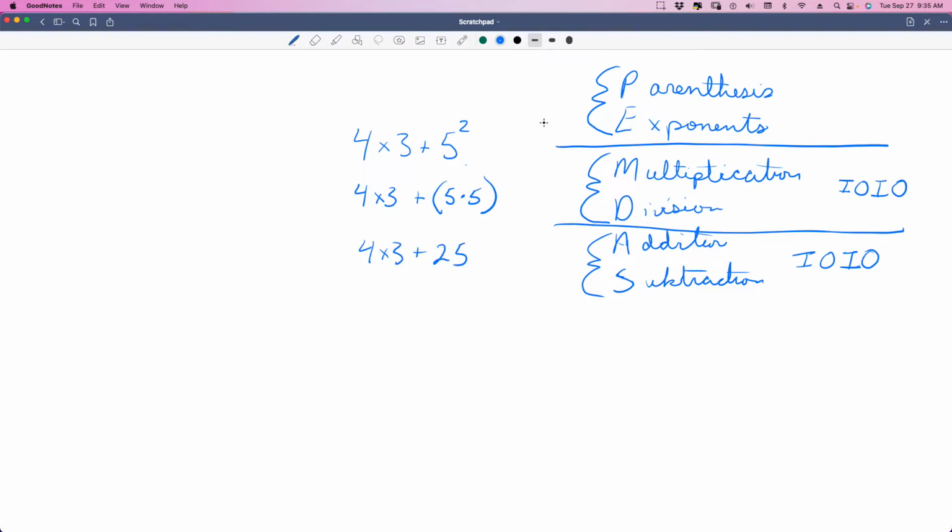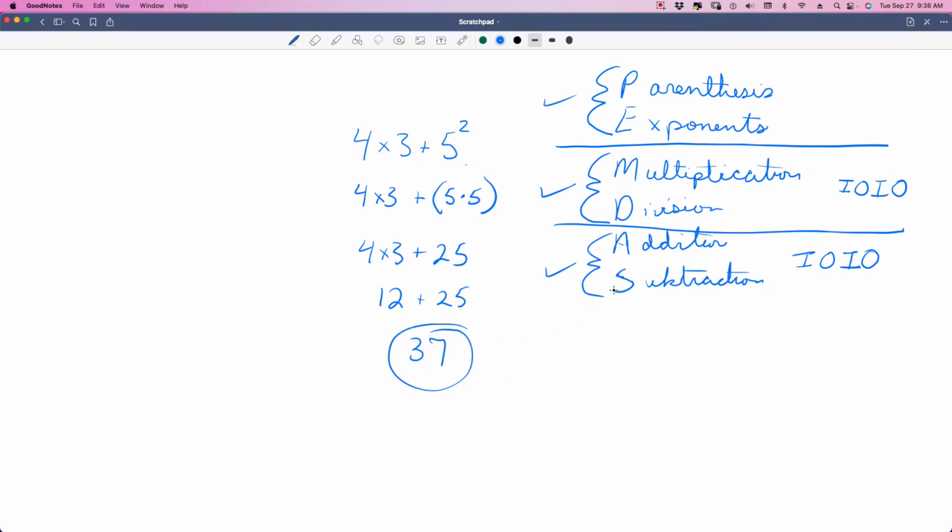Well, now we've done this, so now we need to look and see if there's any multiplication or division. Well, we have multiplication. So 4 times 3 would be 12 plus 25. So we've done all of that. So now we look for addition and subtraction. All we have is addition, so we add this, and I wrote the wrong number. We would add this together, and 12 plus 25 would be 37. So now we've taken care of everything, and we have our final result.